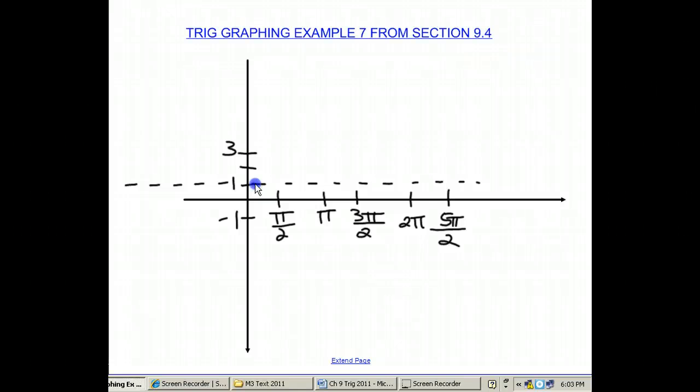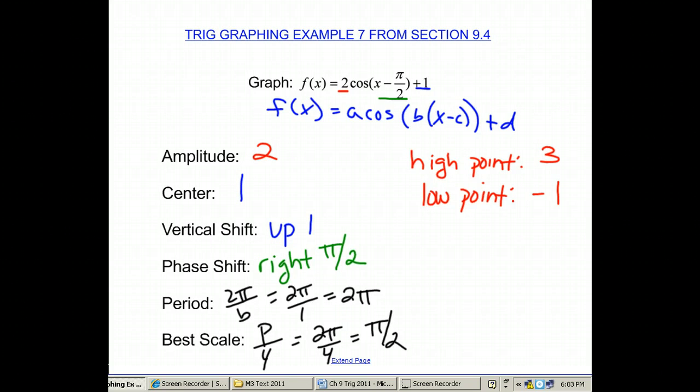So I know that cosine starts at the high point, then goes to its center, down to its low, center, and back up high again. This blue is my graph without the phase shift. Now the last step here would be to add in that phase shift. And my phase shift, if we just go back to that last slide for a second, our phase shift says I'm going to the right pi over 2.